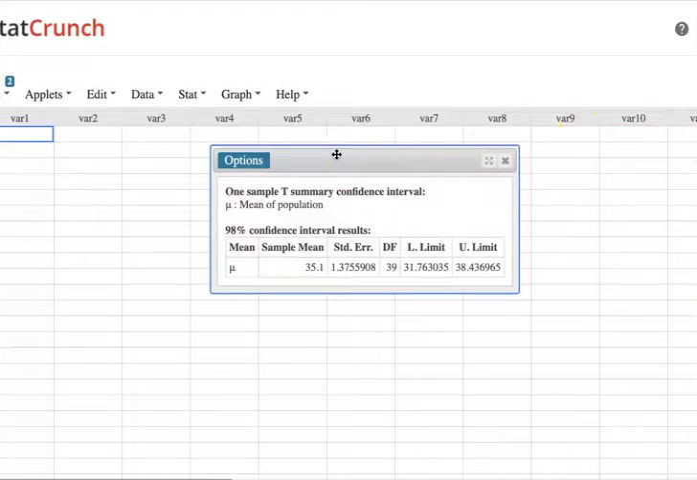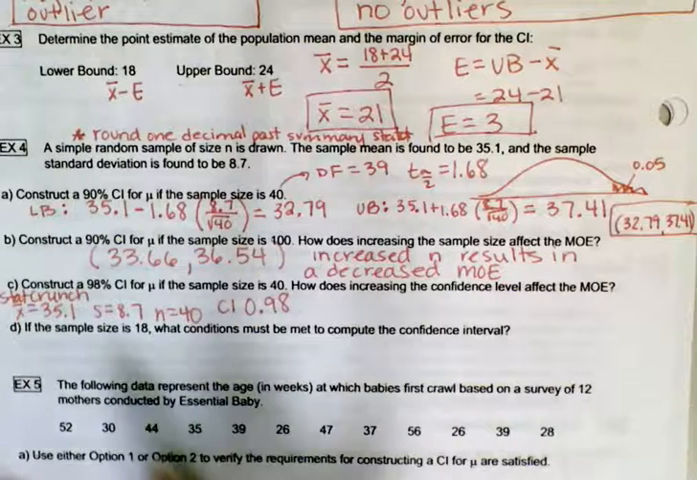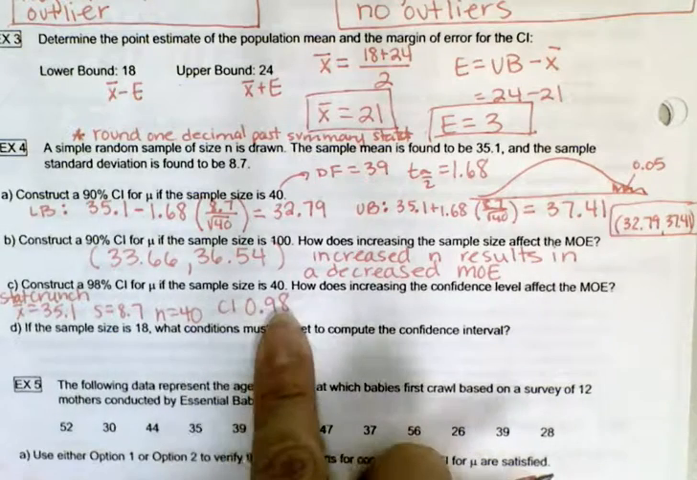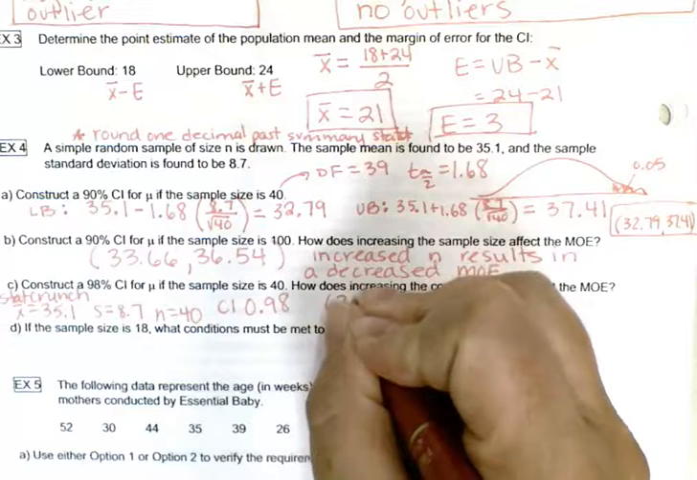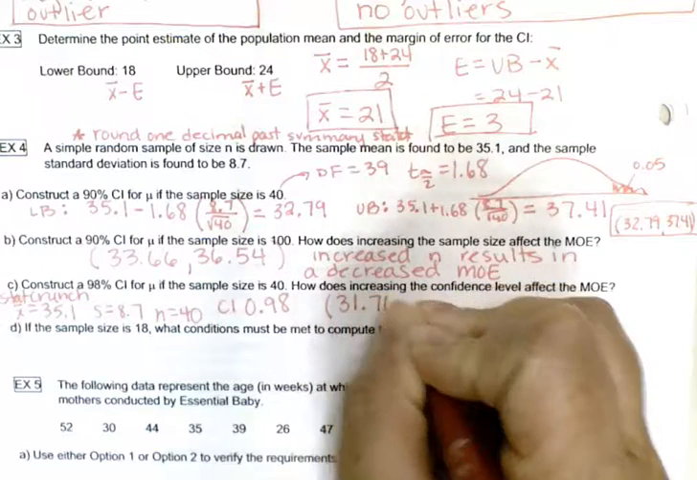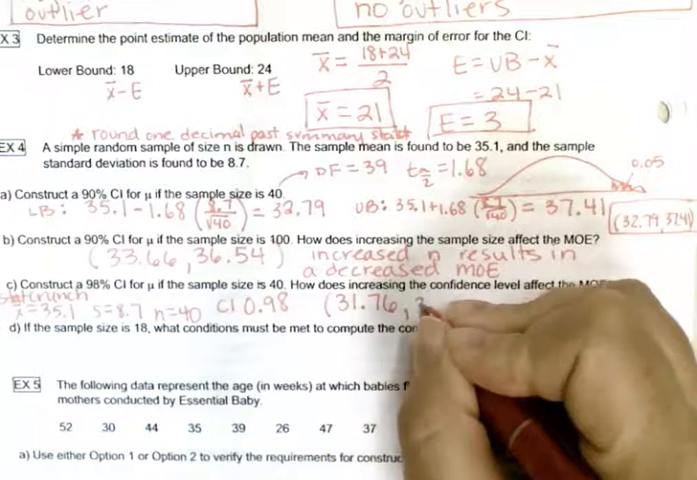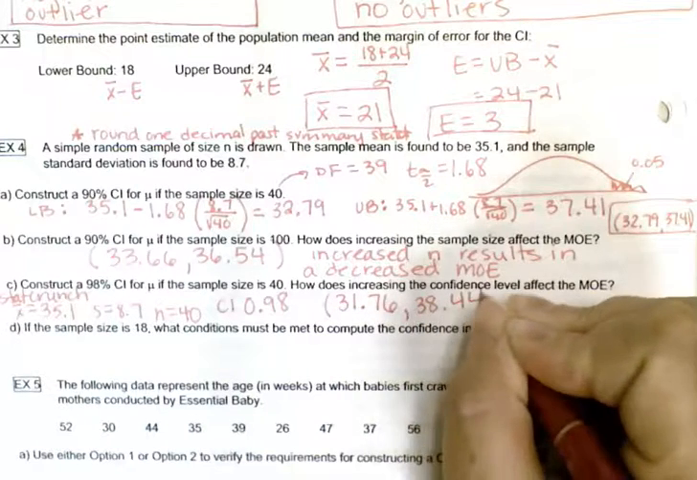Drag this over so you can see it. So here is the lower limit, 31.76, and then on my upper limit I've got 38.44. So if I switch back over here, here is everything I typed in for StatCrunch, and the answer I got was the interval 31.76 to 38.44.